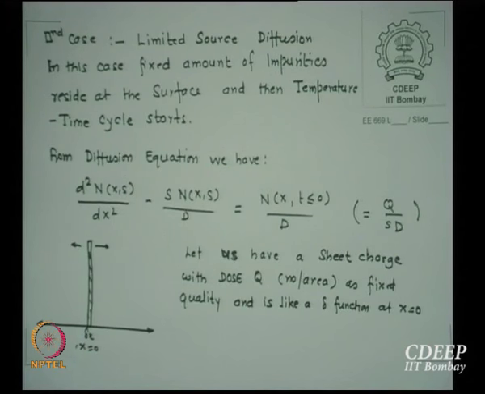as the word which we will use most often in implants, which is called dose. Okay, the dose is essentially number per unit area, or flux density into area into time is actually the dose. Okay, now this dose is fixed in our case because this is a limited source diffusion. Okay, and so the delta function at x equal to 0 is called the sheet charge approximation.